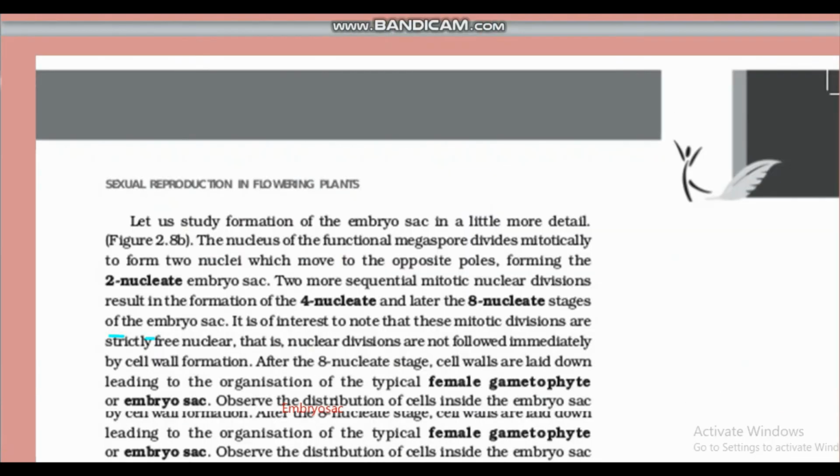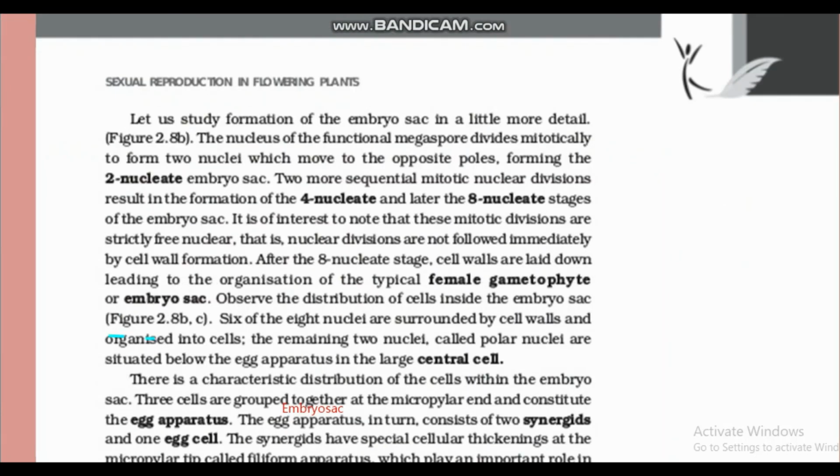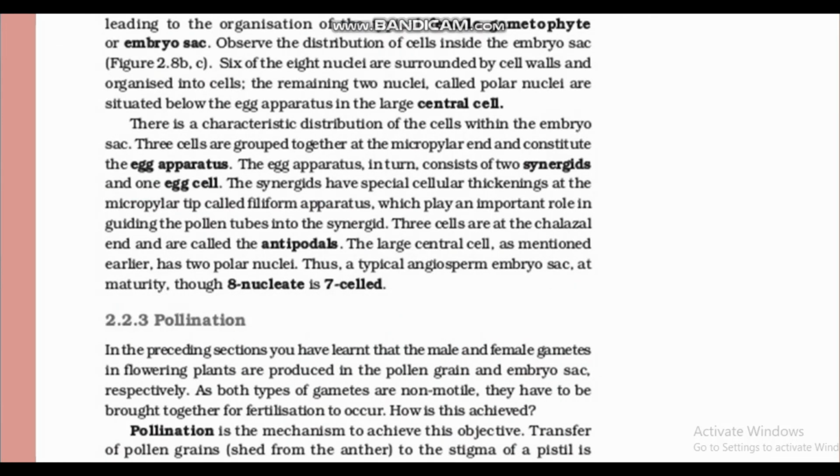This part is over. Now here you can see the same explanation. Once again, I can show you there is a 2 nucleated, 4 nucleated embryo sac, everything I told you. Then in the central cell, the 2 polar nuclei are present. That also I told you. So this is all about the explanation of your page. Now the next, what is remaining here? Yes, here you can see 8 nucleated, 7 cell.